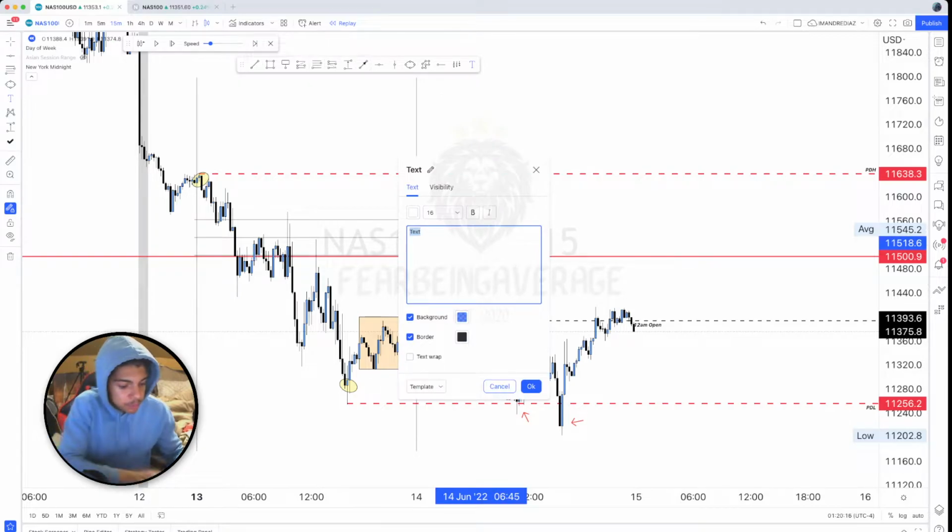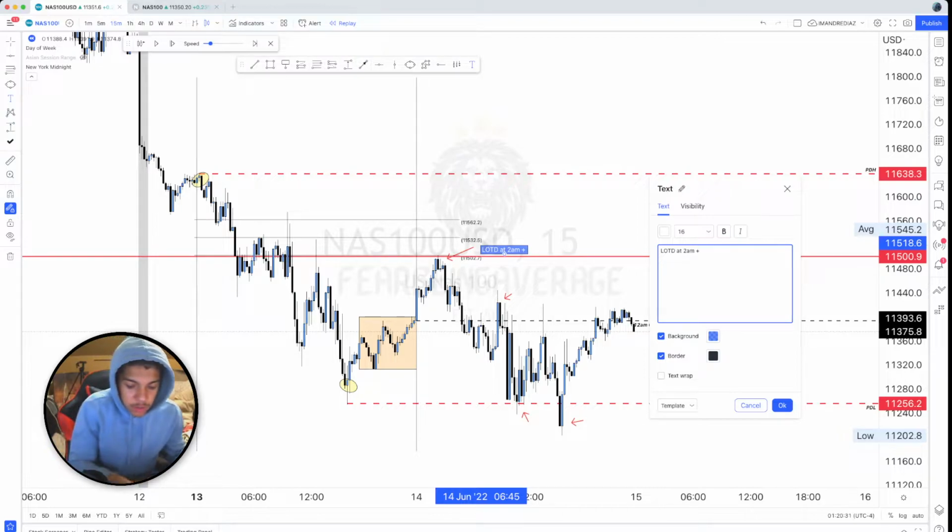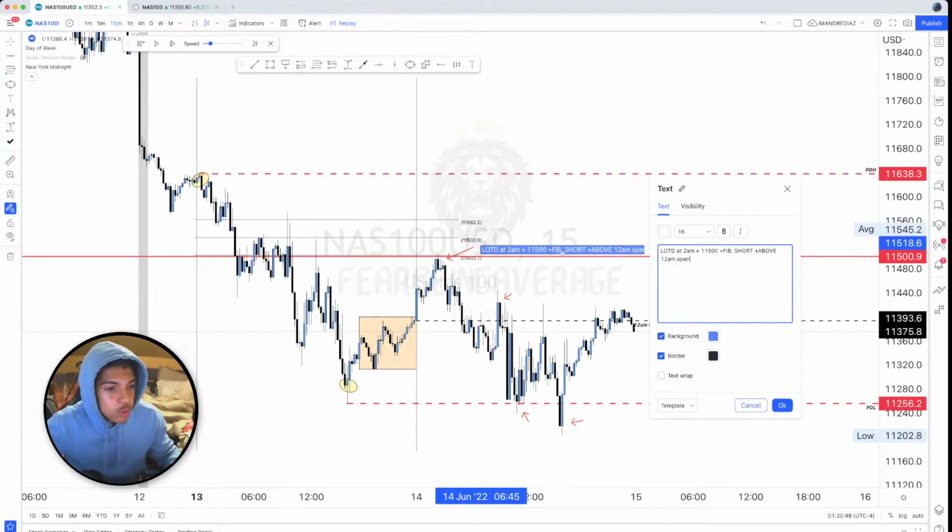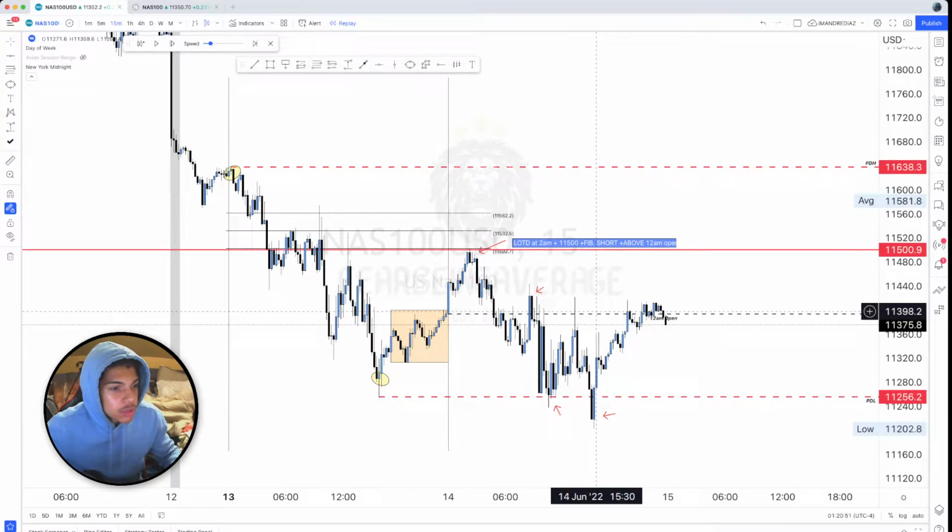So we have the high of the day at 2 a.m. Also, look here, let me move it so you can see it. I have the 11,500 rejection. Also, the fib short. And what else? Above the 12 a.m. open. Why is it important to be above the 12 a.m. open? Because ideally, if we are bears, we want to be selling above.